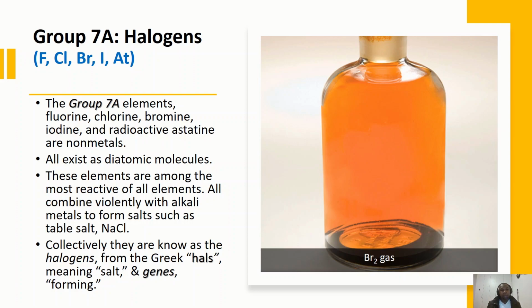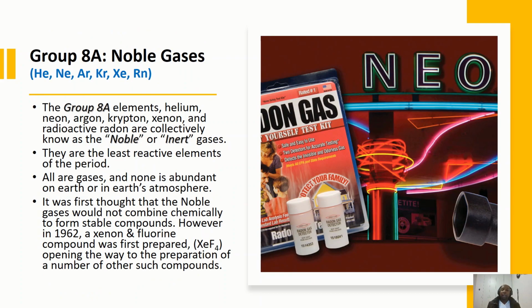So they are collectively known as halogens, from the Greek word "hals", which means salt, and "gen", which means forming. And the last group is group 8A, which are the noble gases. They are helium, neon, argon, krypton, xenon, and radon. They are collectively known as noble gases or inert gases, or sometimes they are also called rare gases.